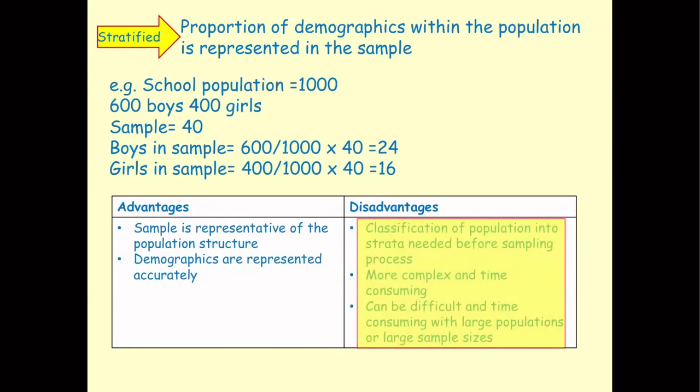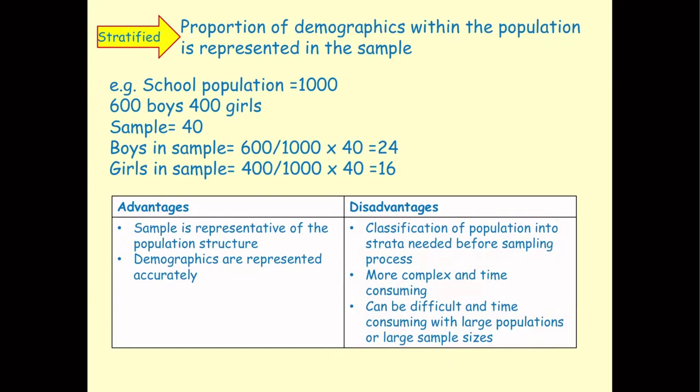The disadvantages are that classifying the population into strata is needed before the sampling process. So I need to define who the boys are, who the girls are, and do a little bit of prep work before actually carrying out my sample selection. It is more complex and more time consuming. There are some calculations involved, and it can be difficult and time consuming with large populations or large sample sizes.